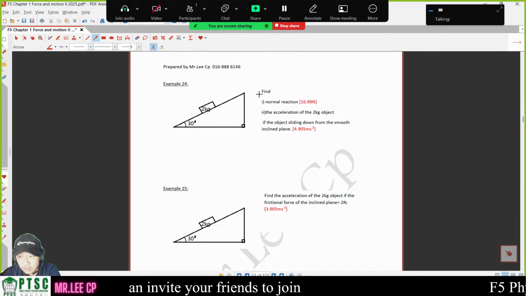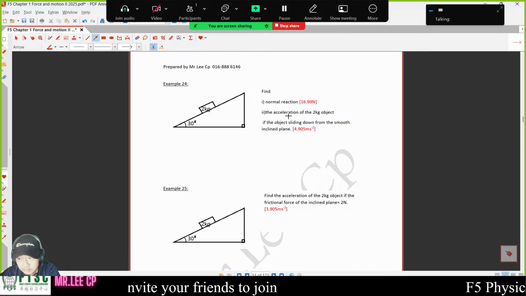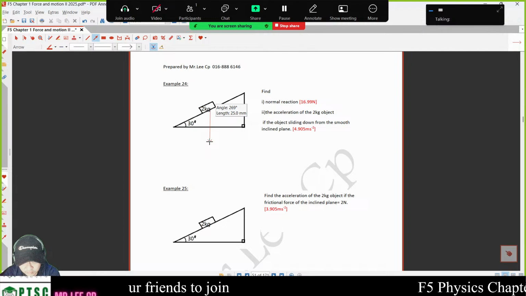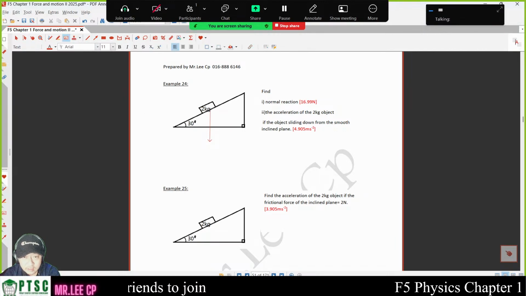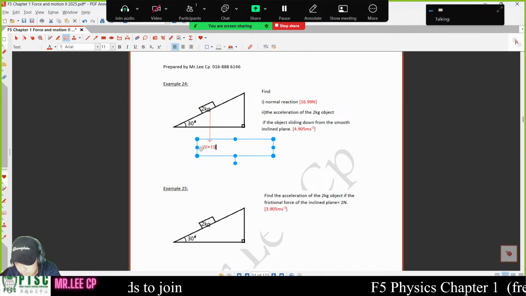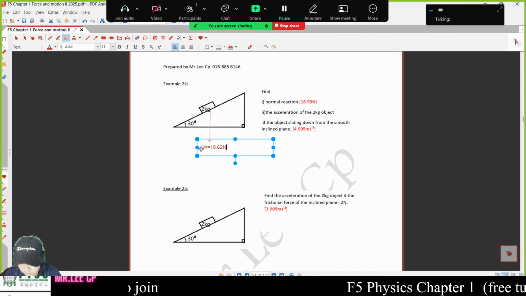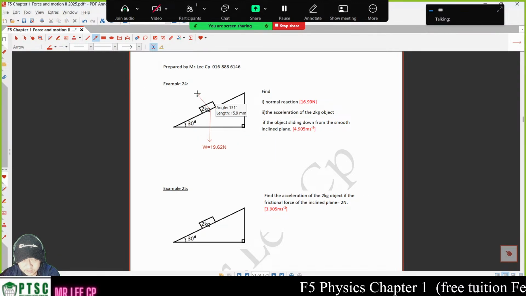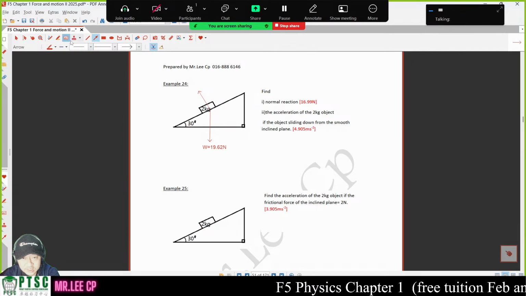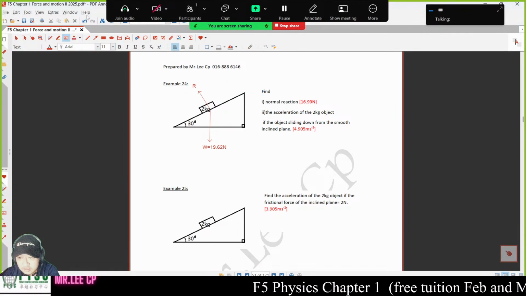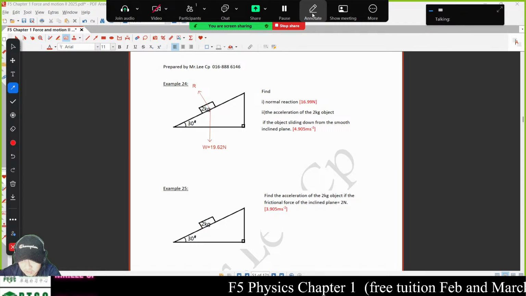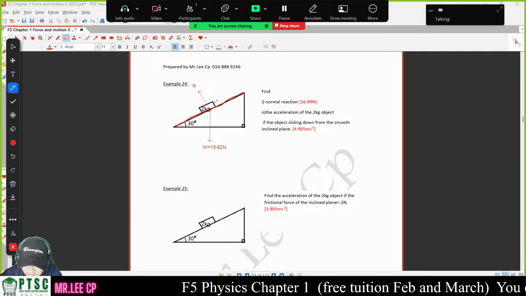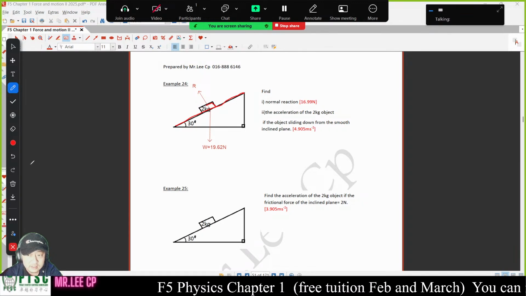So the first one, find the normal reaction and then find the acceleration of the object. Now there is one force going down, that is called weight. How much is it? 19.62. So there is a reaction, there is a normal here. Normal is always 90 degrees to the surface, right? This is the surface here, always 90 degrees to the surface.